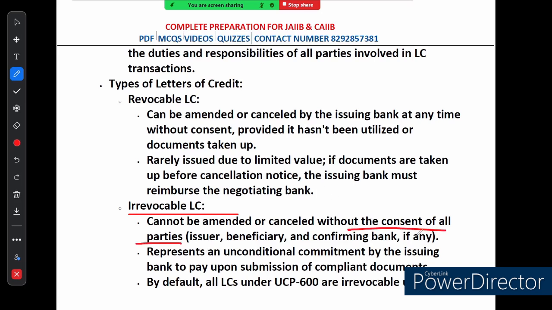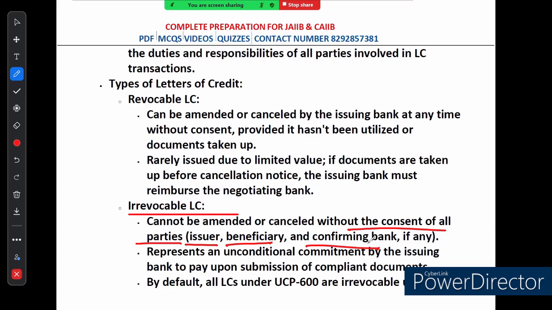Who are the parties? The parties are the issuer, that is the LC issuing bank, the beneficiary, and the confirming bank. For any type of amendment, for any type of cancellation, the consent of all these parties is required. That is what irrevocable LC is about.